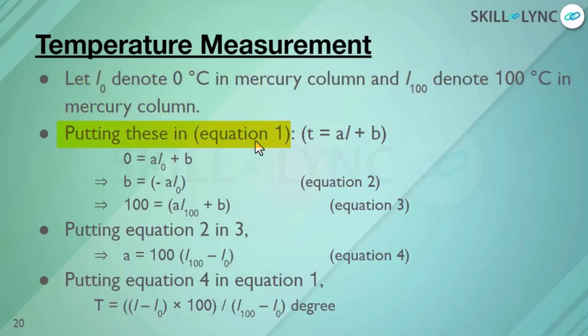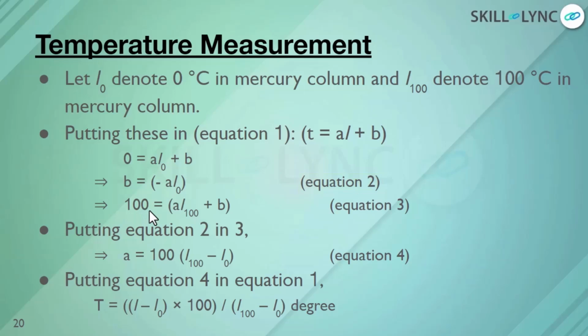Putting these in equation 1, T = AL + B, we get the following results. When the temperature is 0 degrees Celsius, we put T = 0. A is the slope, and L0 is the length of the mercury column obtained when it is placed at the ice point, so L will be equal to L0. Let B be the constant, as we have studied in the equation of a line earlier. I repeat: 0 is the temperature at the ice point, A is the slope, L equals L0, the length of the mercury column at 0 degrees, and B is a constant. Thereby, by reshuffling, we get B = minus A L0. Let's denote this as equation 2.